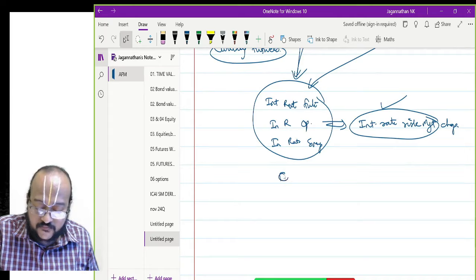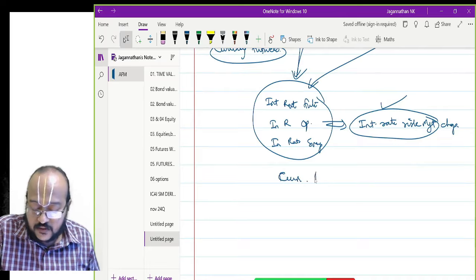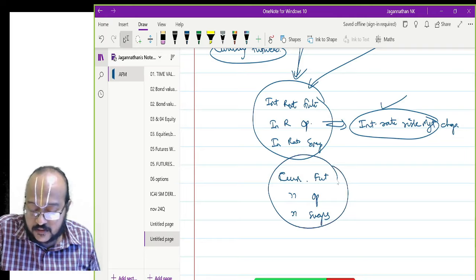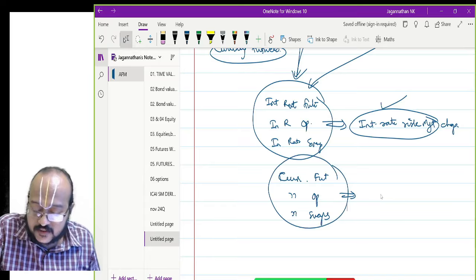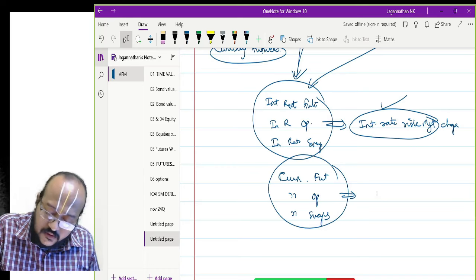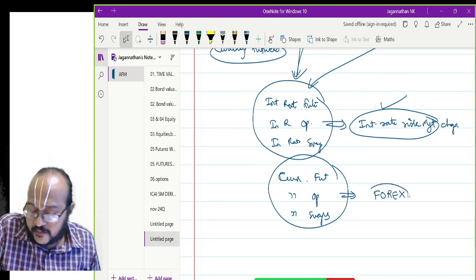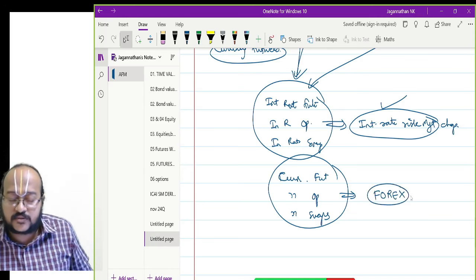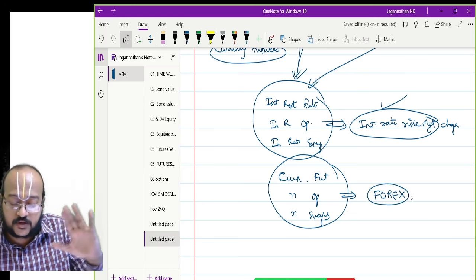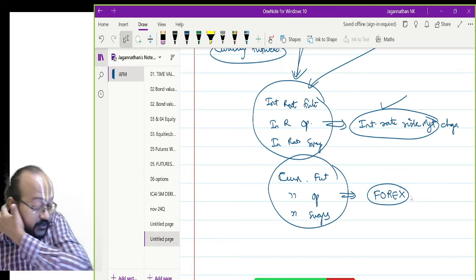Okay, currency futures, currency options, and currency swaps. These three things are discussed under this chapter. What is that? Forex chapter, which we are going to discuss next. Forex chapter we have not yet studied, which we will discuss there.